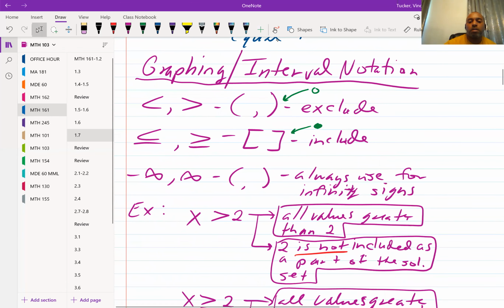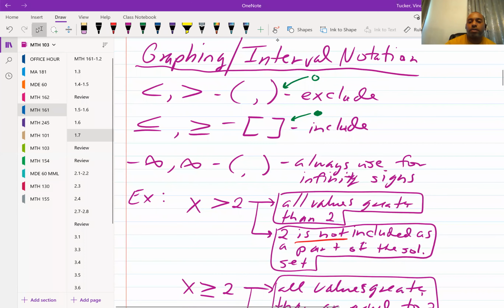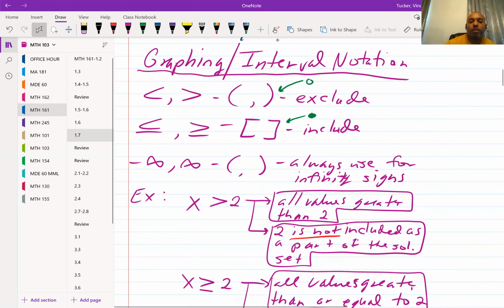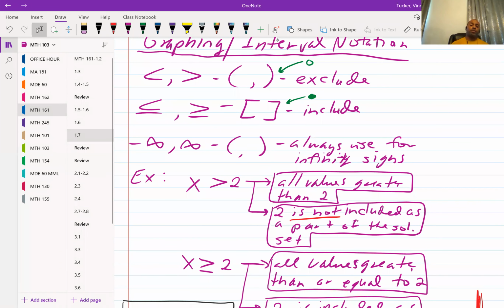All right. So what do I mean by include and exclude the value? If my solution set is X is greater than 2, that means all values that are greater than 2 will be my solution, but 2 is not included. I want the values that are greater than 2. 2 is not a part of my solution set. So that's what we mean by exclude 2. You would not use 2 as a part of your solution set.